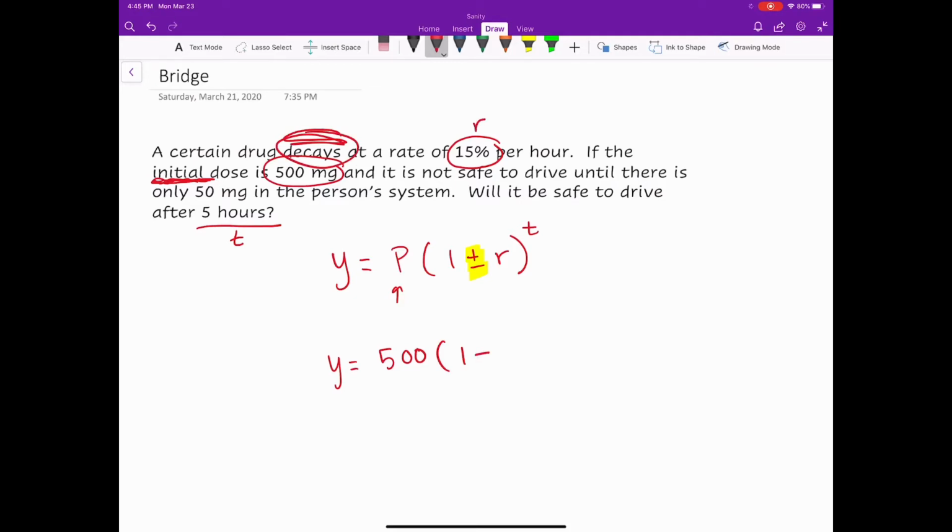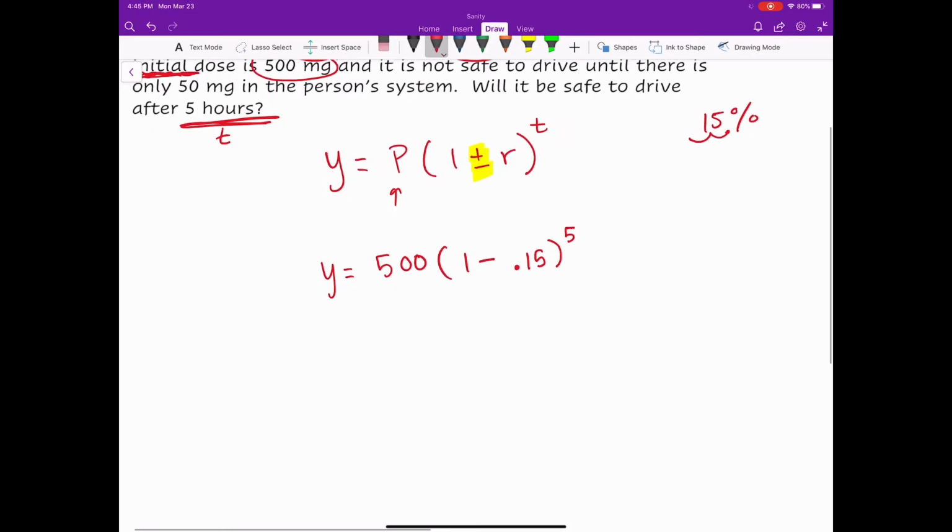And in this case, R is 15%. So 15% as a decimal off to the side. I'm going to take that decimal point and move it twice like that. So I'm going to have 1 minus 0.15 to the power of T. After 5 hours, T to the power of 5. And now we can evaluate this down. So I'm going to have Y equals 500 times 1 minus 0.15, which is 0.85, to the power of 5.